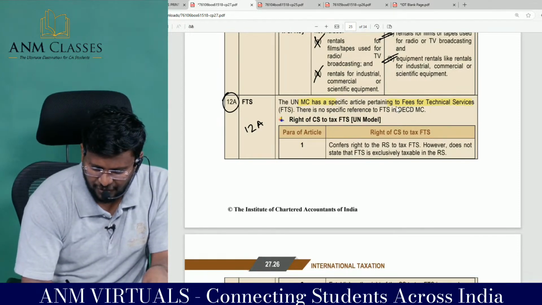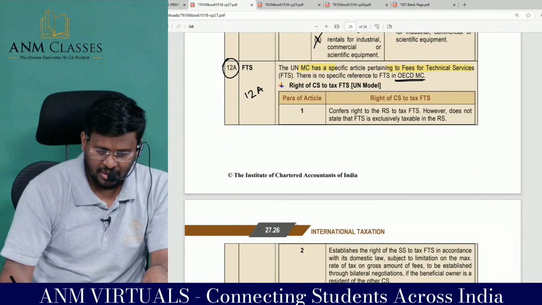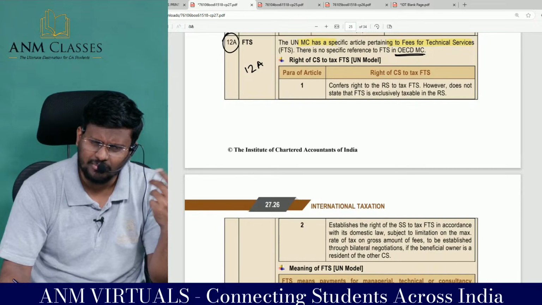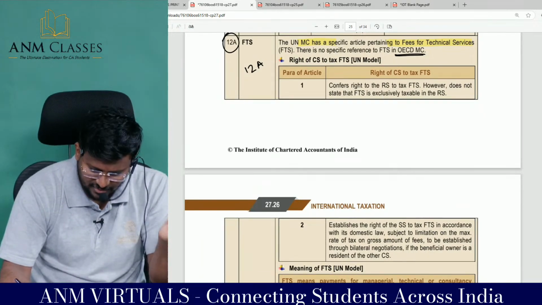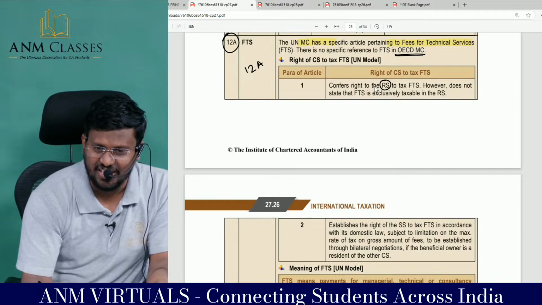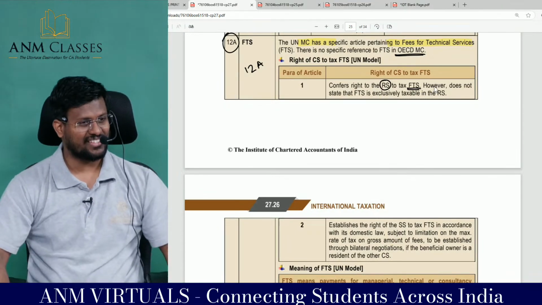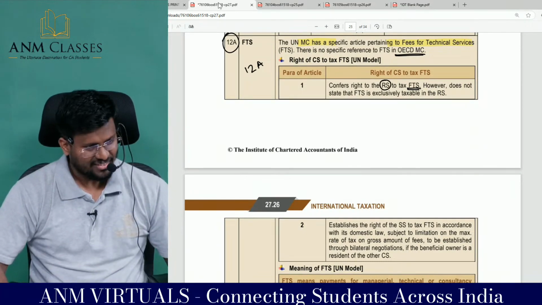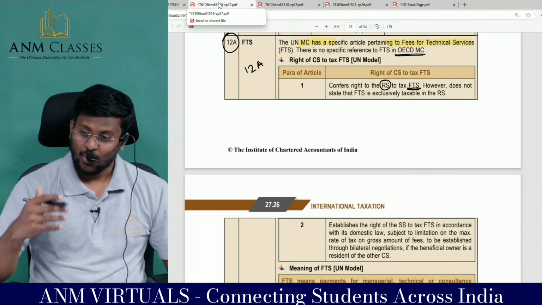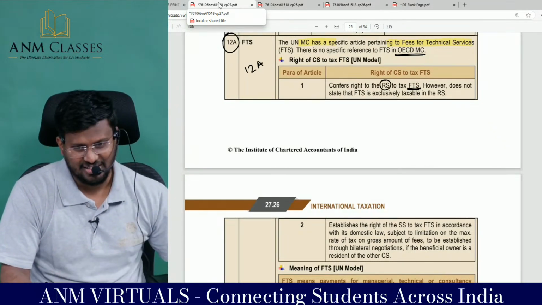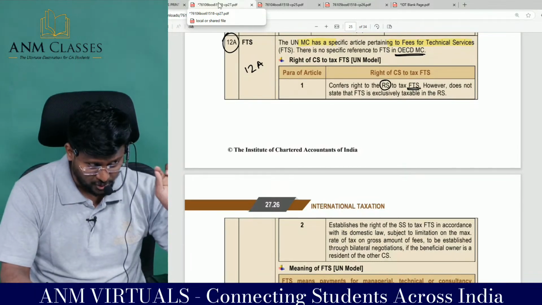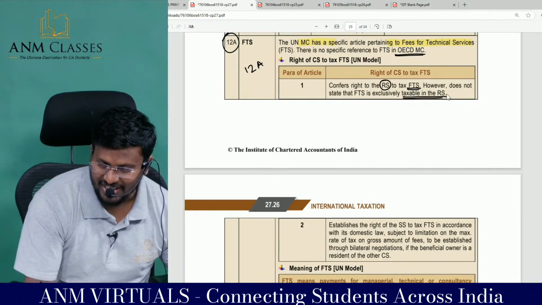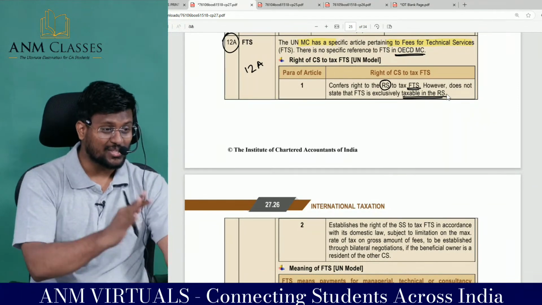There is no specific reference to FTS in the OECD Model Convention. Right of contracting state to tax FTS as per UN model, you tell me. It confers the right to the resident state to tax the FTS. As per the UN model it is saying that, yes sir, who can tax the FTS? Resident state. Don't finalize, wait, full stop. However, it does not state that FTS is exclusively taxable in the resident state. So it is not only taxable in the resident state.